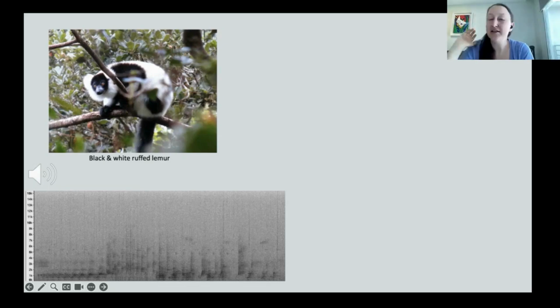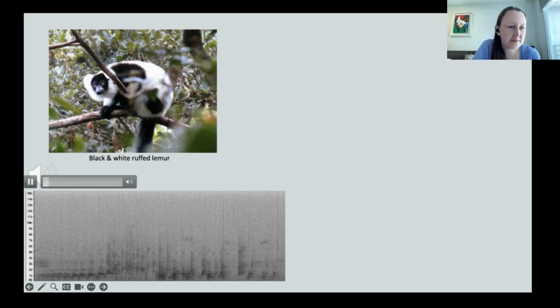And so for vocal species, it's really good, because each species and even individuals can have their own acoustic signature. So we can actually get below the species level as well. But not every species is vocal.